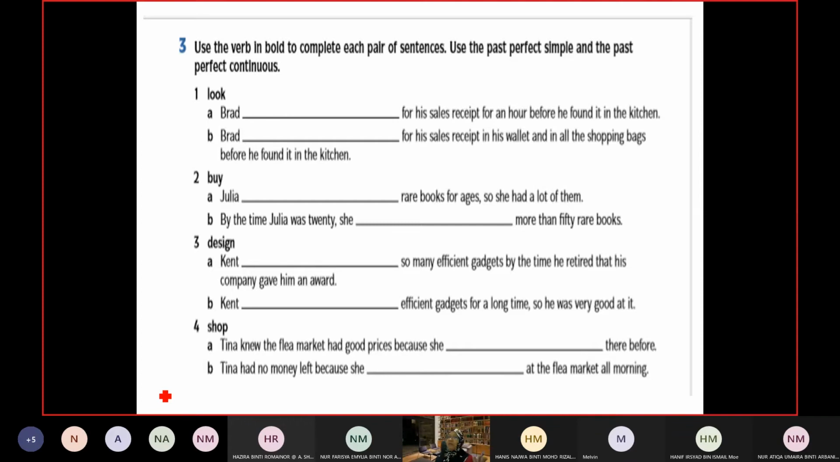Anyone ready with the answer? You may open your mind and tell me your answer. Which one is? All right, Melvin. Number one, Brad had looked for his sales receipt for an hour before he found it in the kitchen. The first one, you use had look. Why?